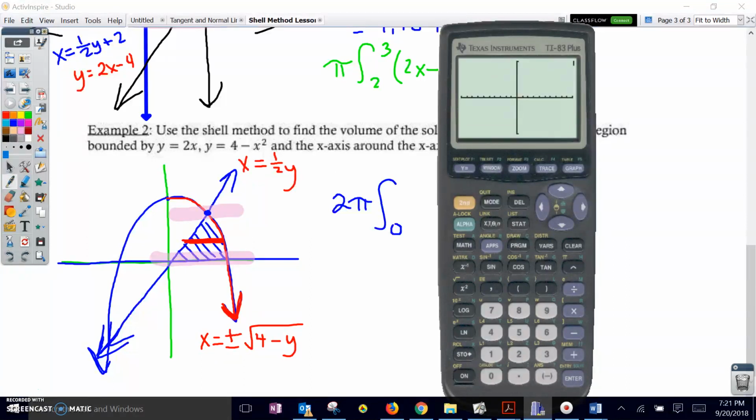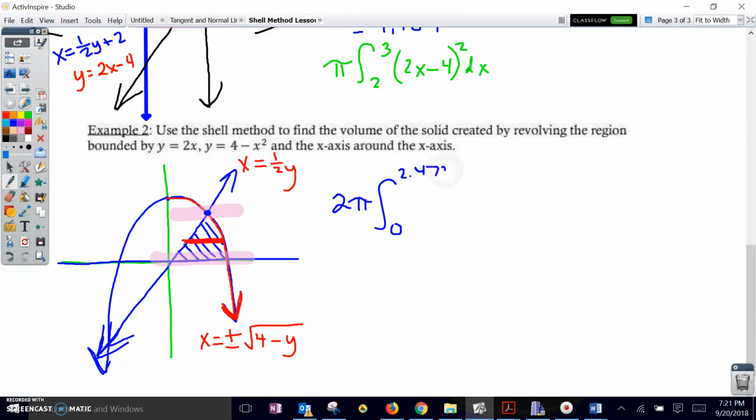And we'll look at the graph of these. And I should have looked at my window first. Let's go to a standard window. Alright. And the intersection of these two curves, that happens at x equals 1.236, but we want the y coordinate. It's going to be 2.472136. Okay. Next we need the distance that the strip is from the axis of rotation.